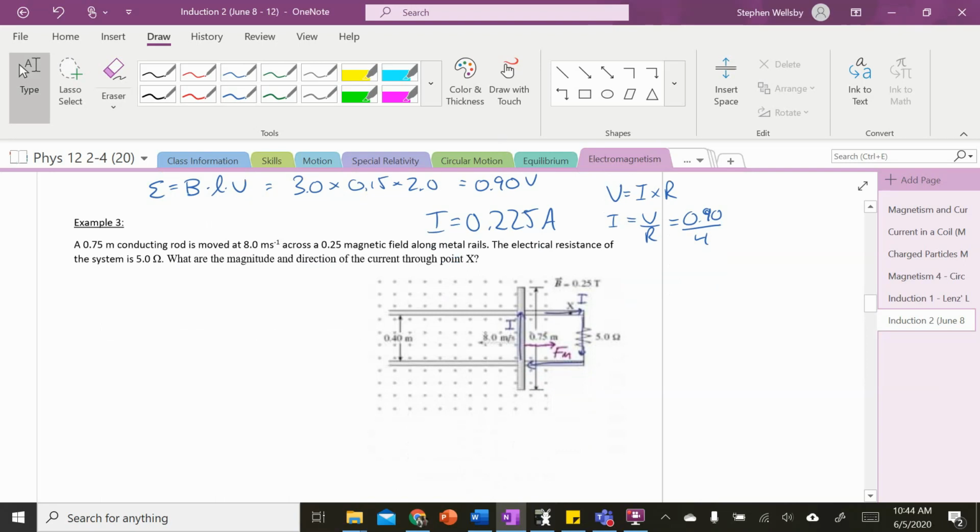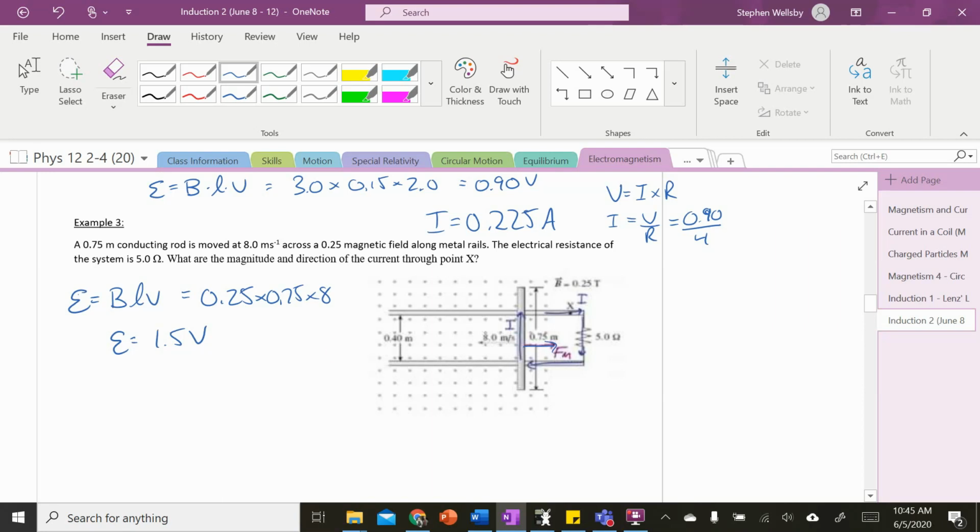Okay, and lastly, we have this question here. So 0.75 meter conducting rod, 8 meters per second in this direction here, and the resistance is 5 ohms in the circuit here. So there we go. So this is moving to the right, it's closing off, it's decreasing the amount of flux in there. And so let's figure out the current. So let's go back to what we had before. Epsilon equals B L V equals 0.5 times 0.75 times 8. So that's 6 times a quarter is going to be 1.5.